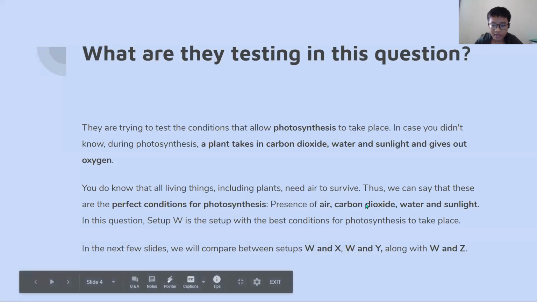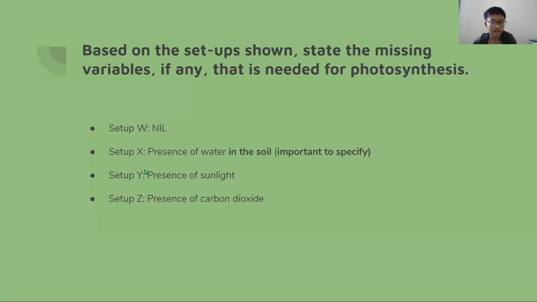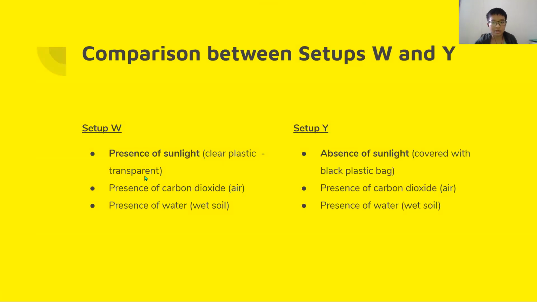And water is one of the main conditions needed for photosynthesis to take place. So we can say that setup X needs to have a presence of water in the soil in order for photosynthesis to take place in the setup. Alright, so remember that it is important to be specific in this particular question, because if you just write presence of water, it's not specific enough and you might not get the mark if you write it this way in your exam papers.